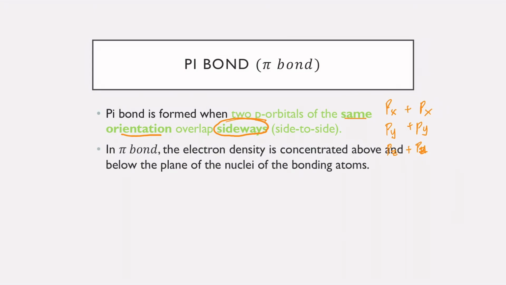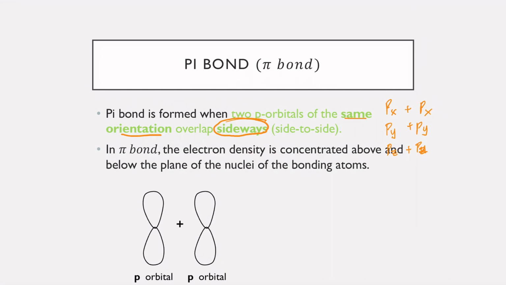So in a pi bond, the electron density is concentrated above and below the plane of the nuclei of the bonding atoms. So here you have your two p orbitals, 1, 2. When you overlap them sideways, this is how it looks. This is sideways overlap. This middle part here, this overlap, will form the pi covalent bond.